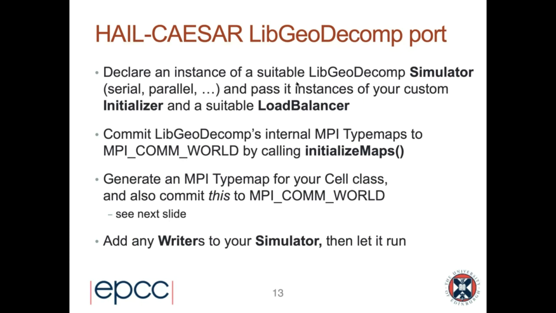Then finally, we must define any kind of output writers for visualization or otherwise, or checkpointing, declare these and associate them with our simulator, and then tell the simulator to run, which will run for however many time steps we've asked it to run for, and call the update function that we've defined at each time step. So within our update function, clearly that's where the application of the stencil lies, and that's where the flow routing algorithm finds its way in again.